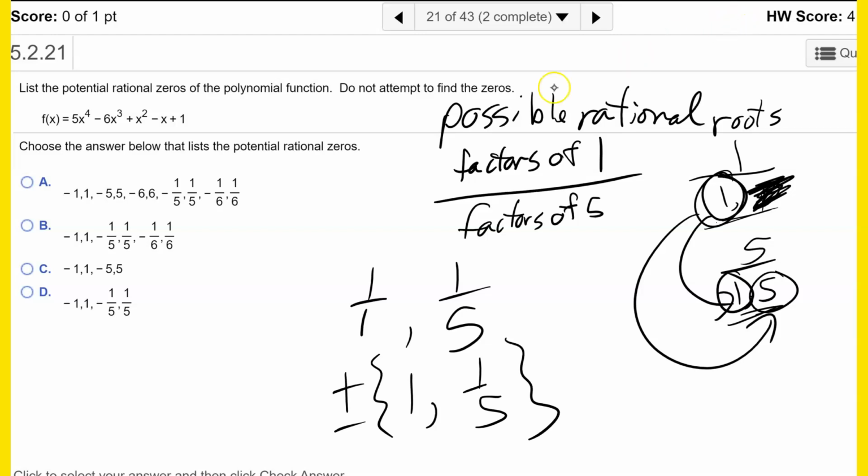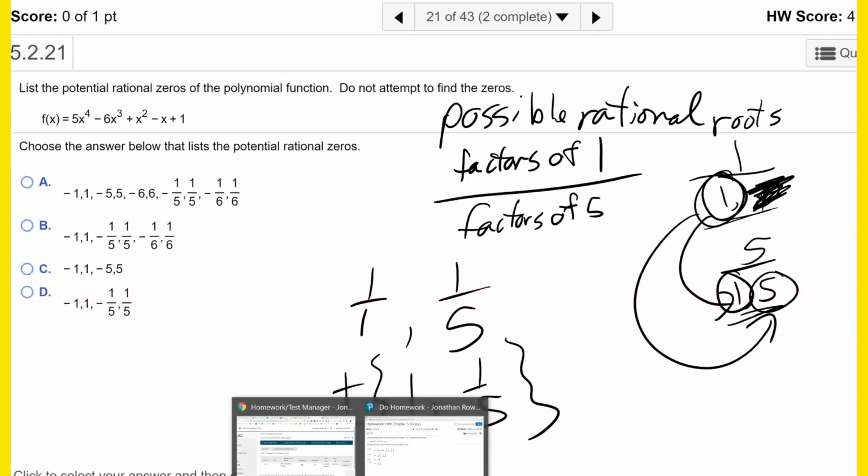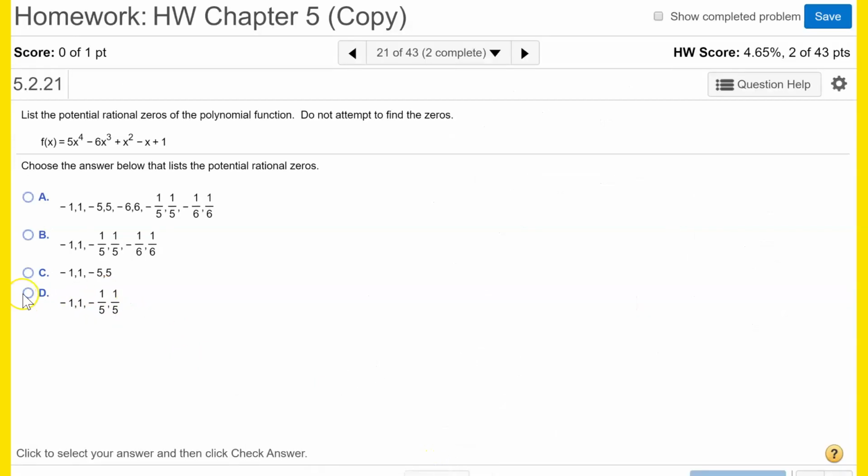So the answer to this would be choice D. Negative 1, 1, negative 1/5, positive 1/5. Let me go put that answer in. D.